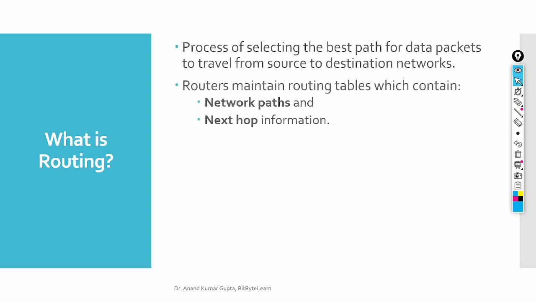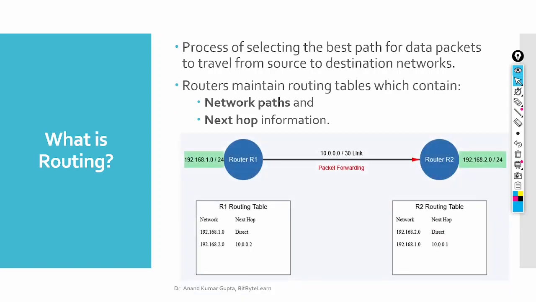Routers maintain a routing table which contains network path and next hop information. As you can see in this diagram, there is router 1 and router 2. They are directly connected with a link of a wide area network. Router 1 consists of routing table 1, which propagates the directly connected network, and router 2 has its own routing table which propagates its directly connected network.